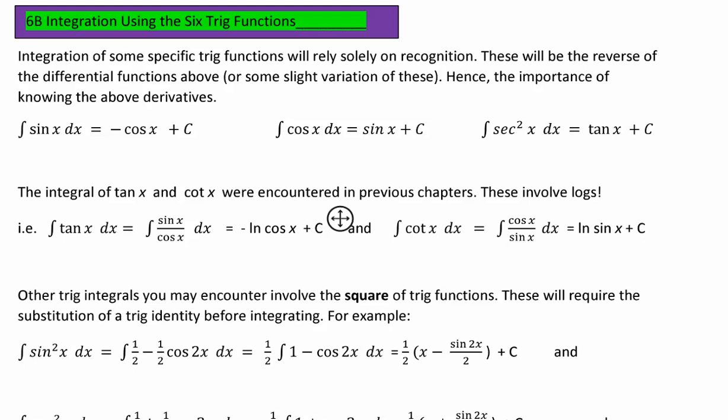So obviously you know to integrate sine, you get minus cos, so this is not new. Integrating cos, you get sine, and integrating sec squared, you get tan. So I guess we've got 3 trig functions covered there.